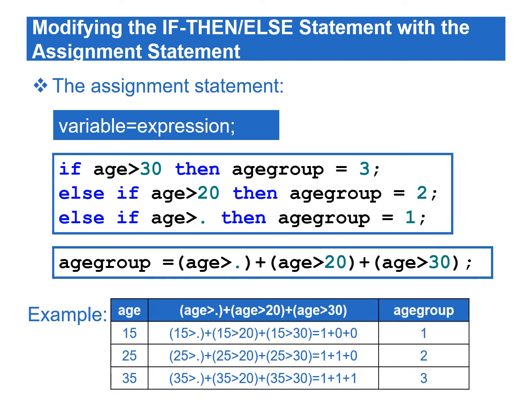Similarly, we can also use the assignment statement for creating a variable with ordinal numeric values. For instance, in a previous example, age group was created by utilizing the multiple if-then statement. The multiple if-then statement is equivalent to the second statement. The 3 parentheses in the assignment statement are necessary to ensure the 3 comparisons are evaluated before the addition operation, because the addition operator has a higher evaluation priority than the comparison operators.